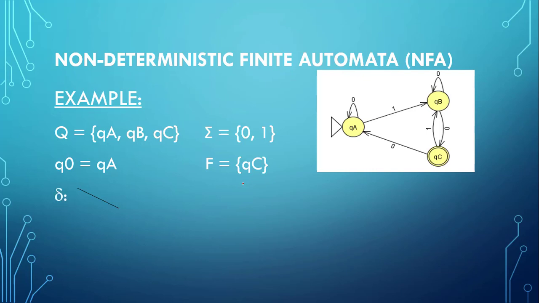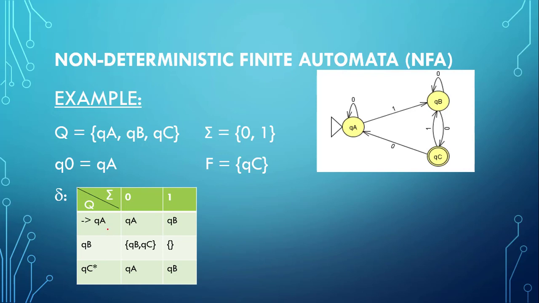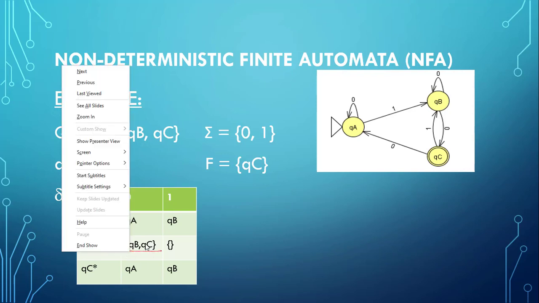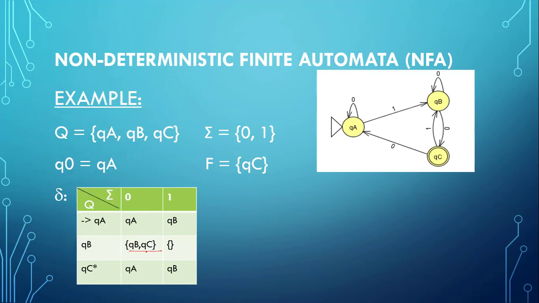Let us see the state transition diagram. So here, as we can see, from QA on 0 we are having a transition to QA, and on 1 we are having it to QB. From QB on 0 we are having two transitions, that is to QB and QC. So that is why in our state transition table, as you can observe, there is QB and QC in from QB on 0, whereas on 1 there is no transition.